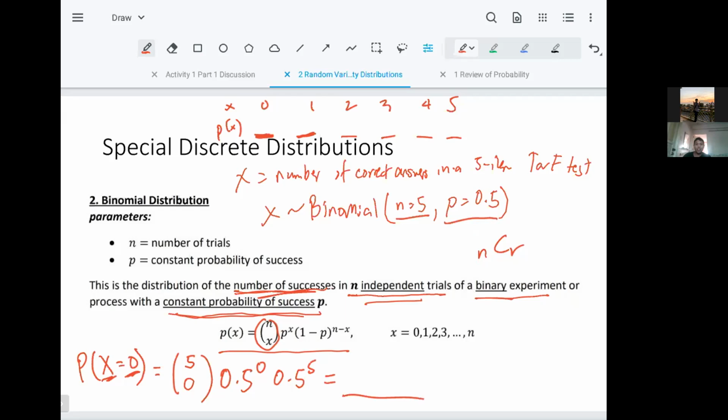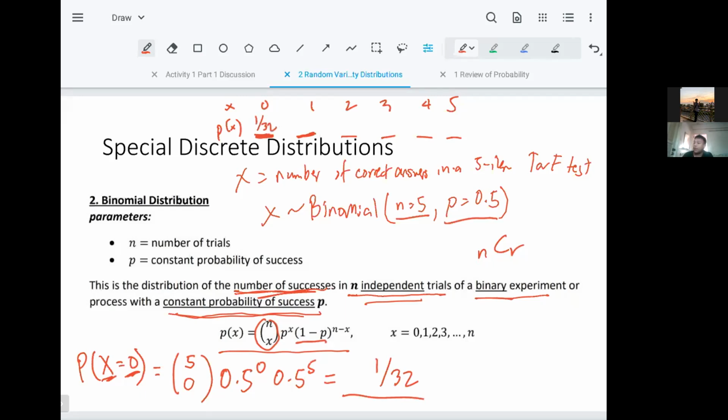Nung nawala yung 1. Nasaan yung, anong 1? Itong 1 minus P na to. Kasi 1 minus 0.5 ay 0.5 din. In-automatic ko na. 0.5 din naman siya. Yun, 1 out of 32. May sagot na ako nakuha.